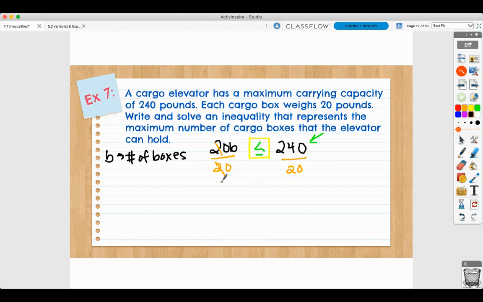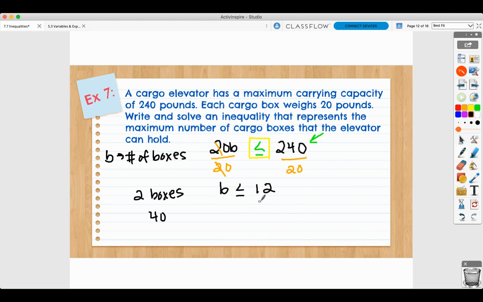And we're going to end up getting B is less than or equal to 12. Let's see if that makes sense here. If you had two boxes, how much weight is that? That is 40 pounds because each box is 20 pounds. Let's go on the other side of it.